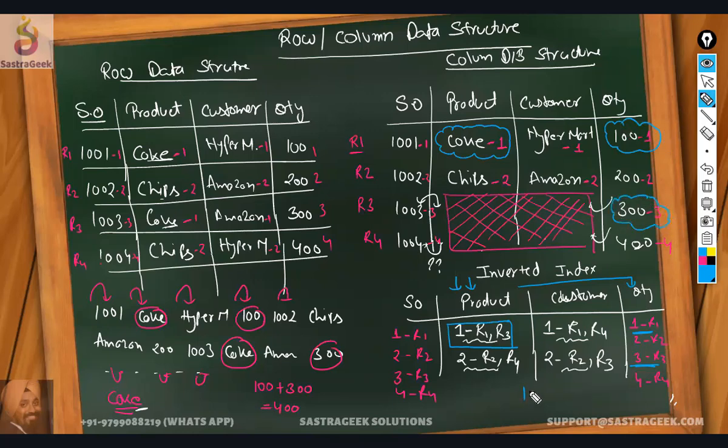It will sum up: 100 plus 300 is equal to 400. So the answer in both cases is the same. The answer is the same, 400, but the approach is different. In the second approach, you might be thinking that the system has gone to multiple places. But actually, yes, the system has gone to multiple places to get the answer, but the total amount of data the system has read to reach 400 is 10 times lower, or even sometimes hundreds of times or 1000 times lower, than the data it read in the row data structure.